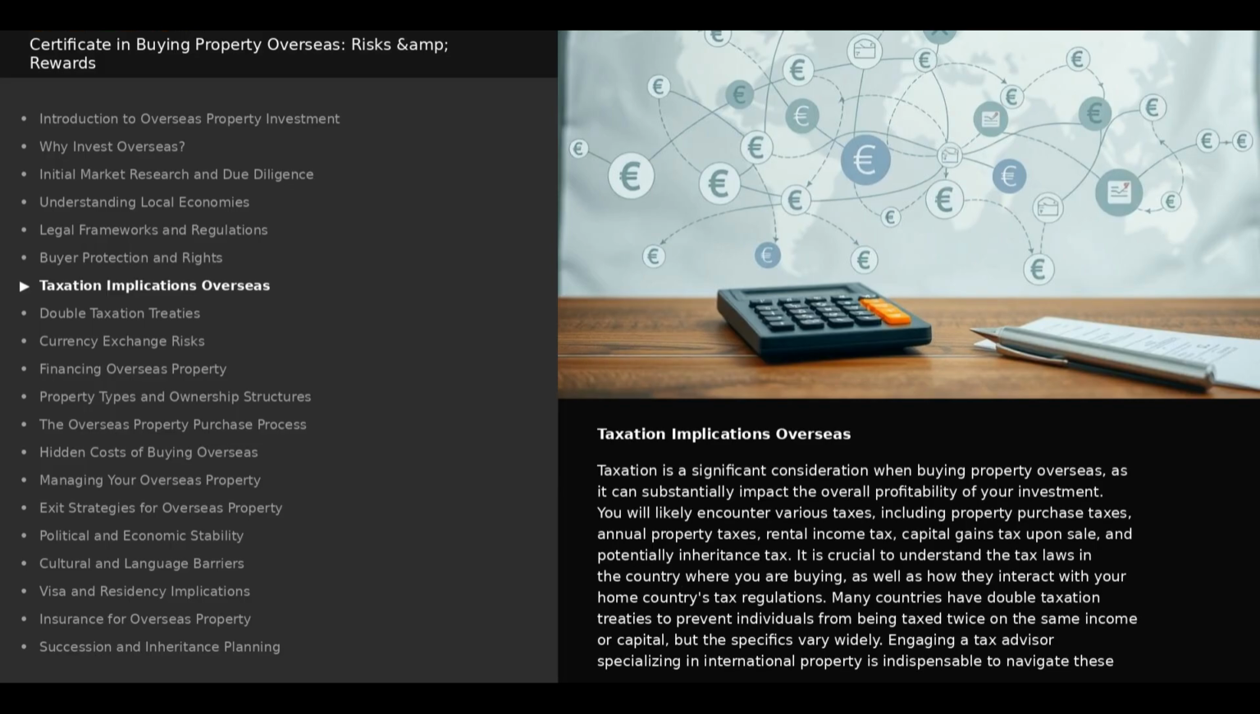Many countries have double taxation treaties to prevent individuals from being taxed twice on the same income or capital, but the specifics vary widely. Engaging a tax advisor specializing in international property is indispensable to navigate these complexities, optimize your tax position, and ensure compliance. Failure to properly account for taxes can lead to unexpected costs and legal penalties. Always seek expert advice to avoid costly oversights.